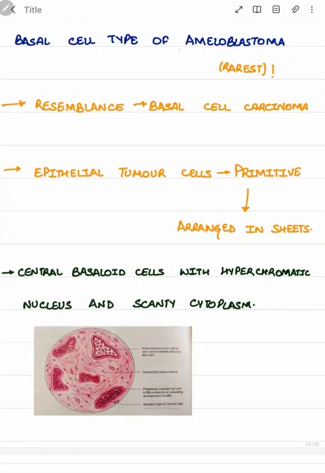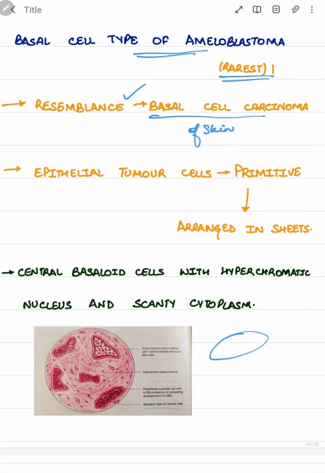Now the next form is basal cell type of ameloblastoma, which is the rarest form of ameloblastoma. It resembles the basal cell carcinoma of skin. Now there are two things, peripheral cells and the central cells. So the peripheral cells are cuboidal or less columnar.